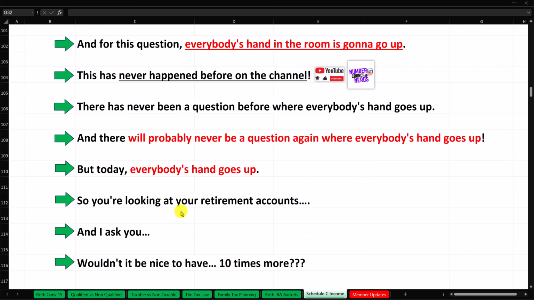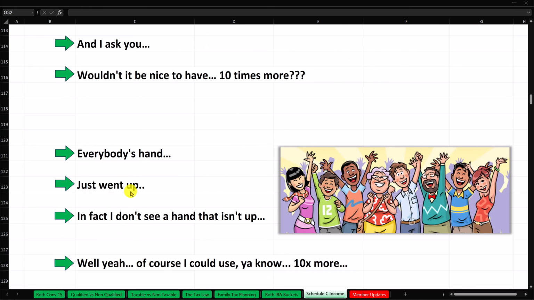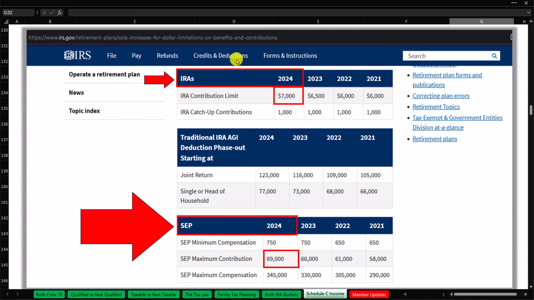So you're looking at your retirement accounts, and I ask you, hey, wouldn't it be nice to have 10 times more? Everybody's hand just went up. In fact, I don't see a hand that isn't up. Well, yeah, of course I could use 10 times more. Well, here you go right here. There's your IRA annual contribution limit of $7,000, and there's your SEP IRA contribution limit of $69,000.